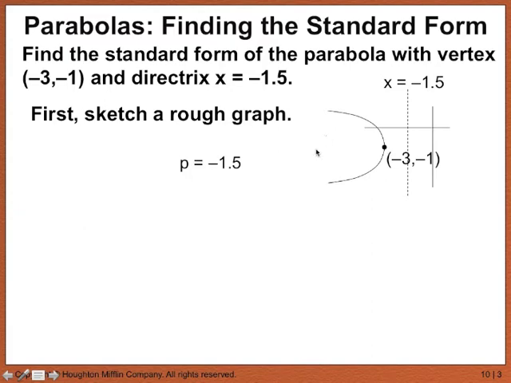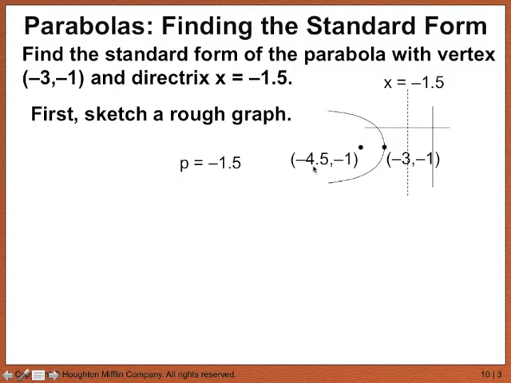And why is it negative 1.5? It's negative 1.5 because we have a left-facing parabola. Therefore, I can draw in the point and its coordinates. And these coordinates and this point I deduced entirely from the givens and from the sketch.